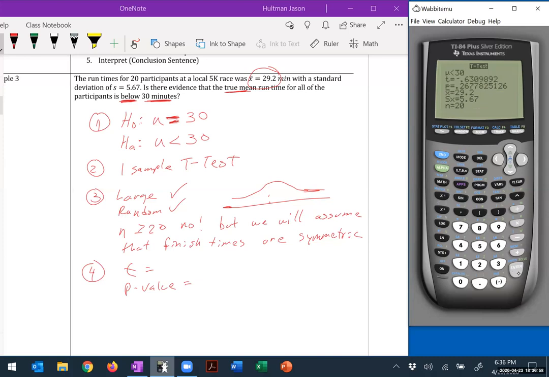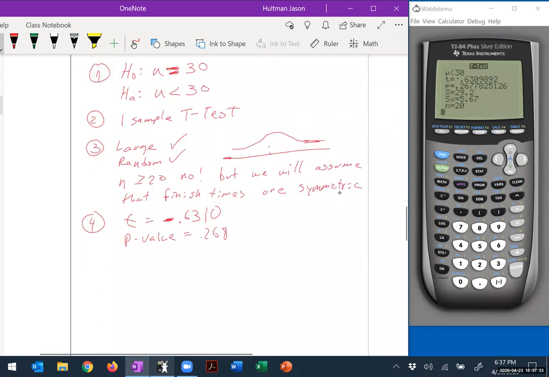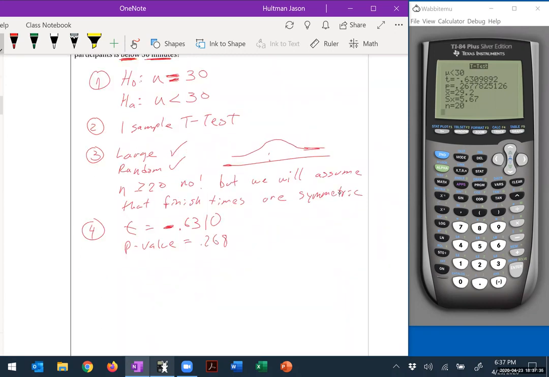I'm going to calculate, and it says, well, look, your t-score is negative 0.631. I'll just put 0.631 or 0.6310. That's what that rounds to. Okay. For a p-value, what's my p-value? My p-value is 0.268. Okay, so we're going to let alpha be 0.05.